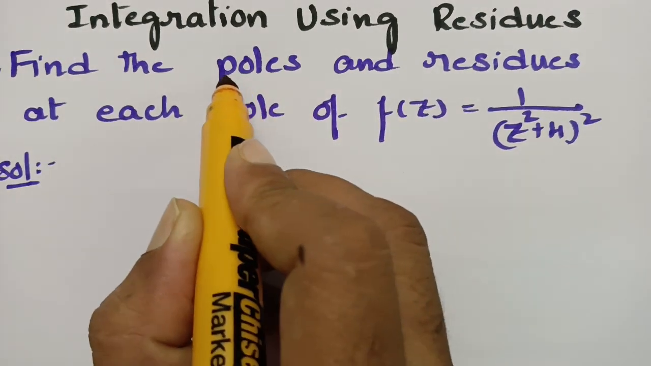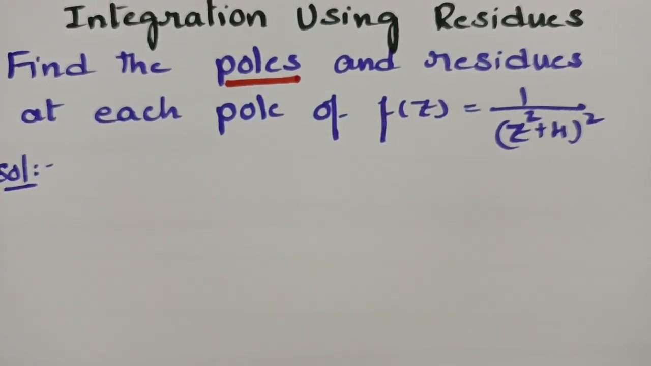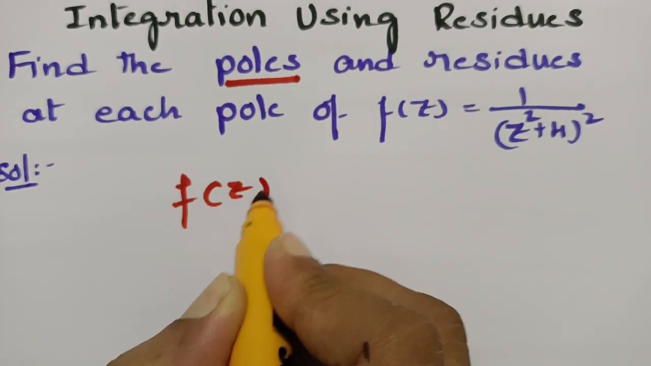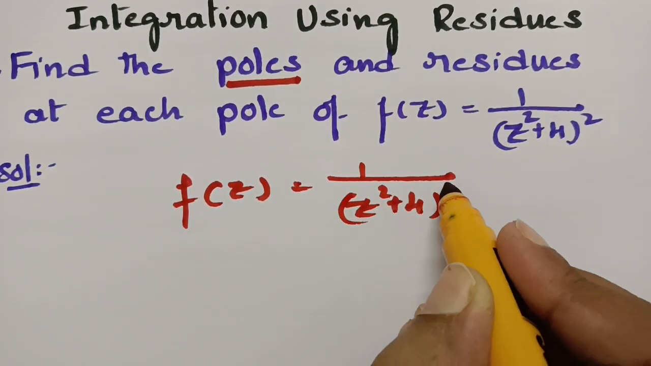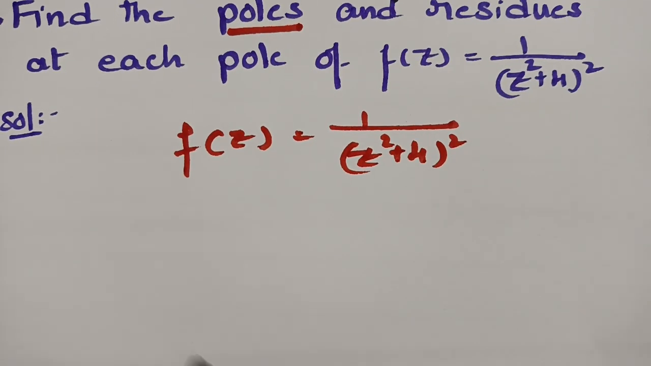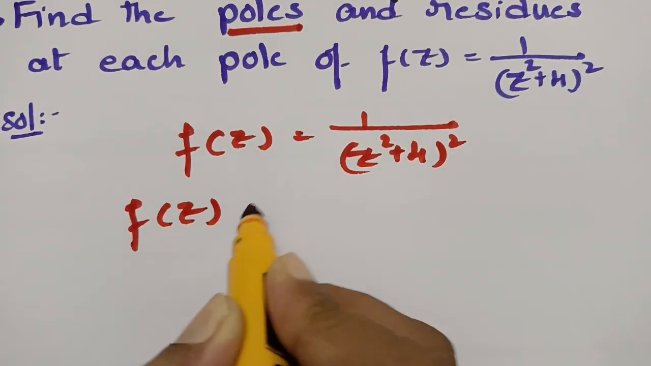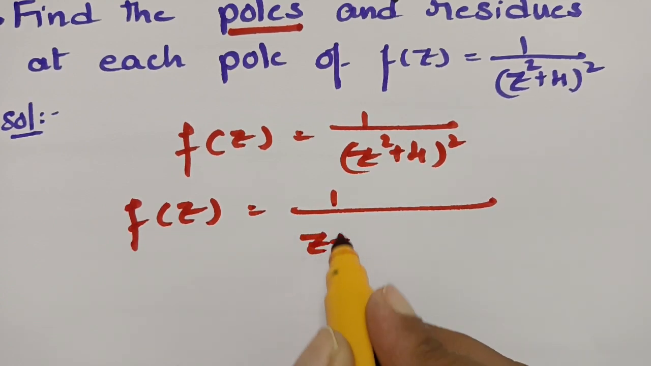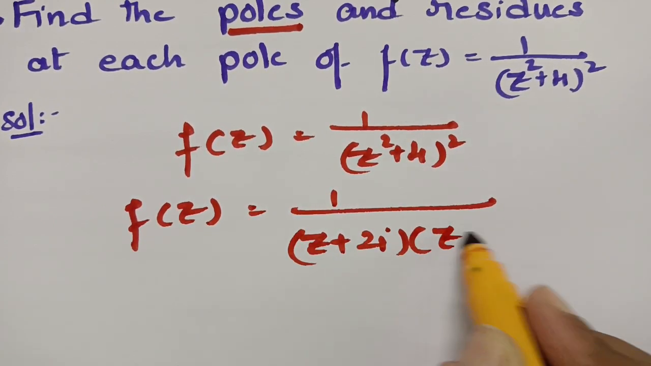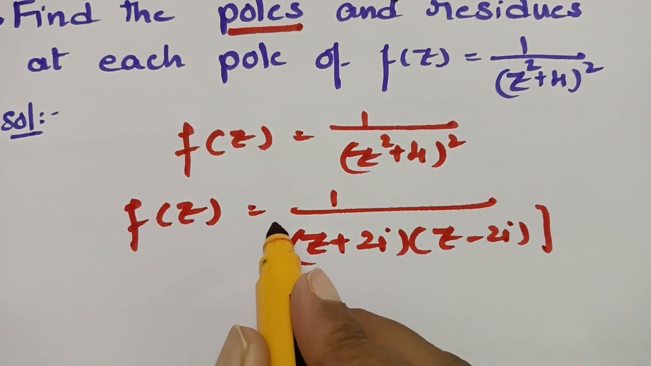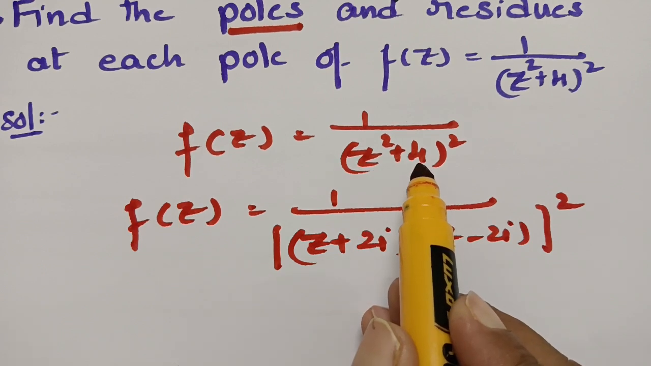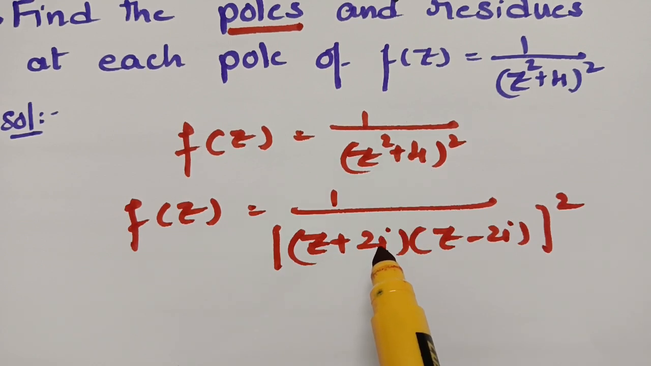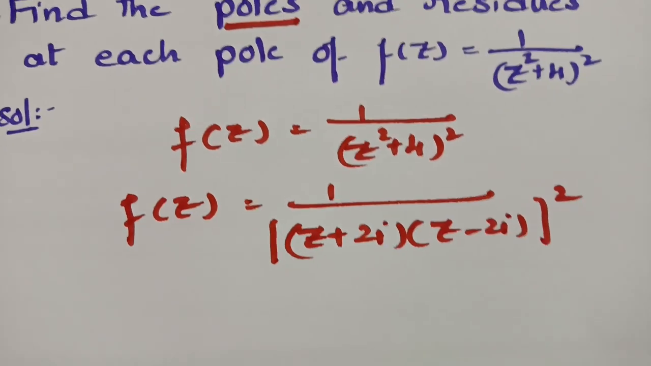First of all, we have to find the poles for the given function. So, what is the function given? f of z is given as 1 by (z square plus 4) whole square. So z square plus 4 can be written as (z plus 2i) into (z minus 2i). Here, a plus b into a minus b is nothing but a square minus b square. Here i square value is minus 1.